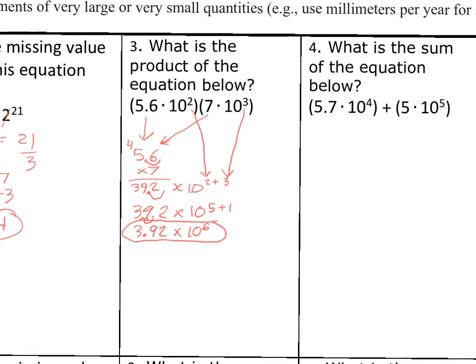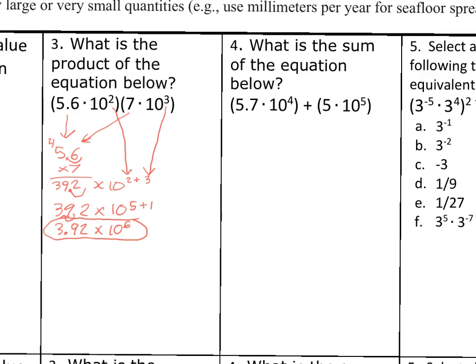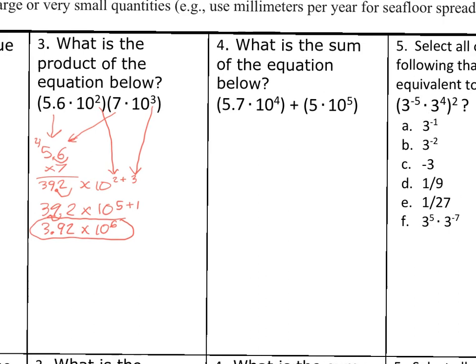All right, number 4. Now, notice number 3 and number 4 are very similar, except here, notice there was no operator. Operator means multiply, divide, add, or subtract. But when there is no operator, you automatically know to multiply. Now, here, for number 4, it looks very similar. We got the parentheses, the 10 base, and so forth. But here is add. So we need to be very careful about the rules that apply to multiplication compared to those that add. All right, so let's go ahead and do number 4.